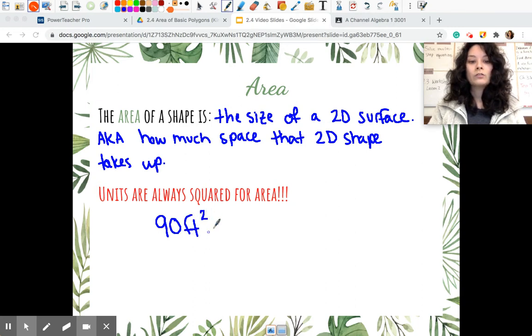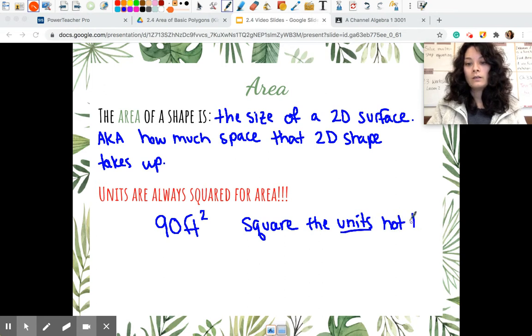And it's important to understand that when we square the units, we're squaring the units, not the number. Okay, so maybe let's add that in. Square the units, not the number. It's really important that you understand that this exponent is attached to the feet. It's not attached to the 90, okay? We're not squaring the number 90. We're saying that we're squaring the feet.